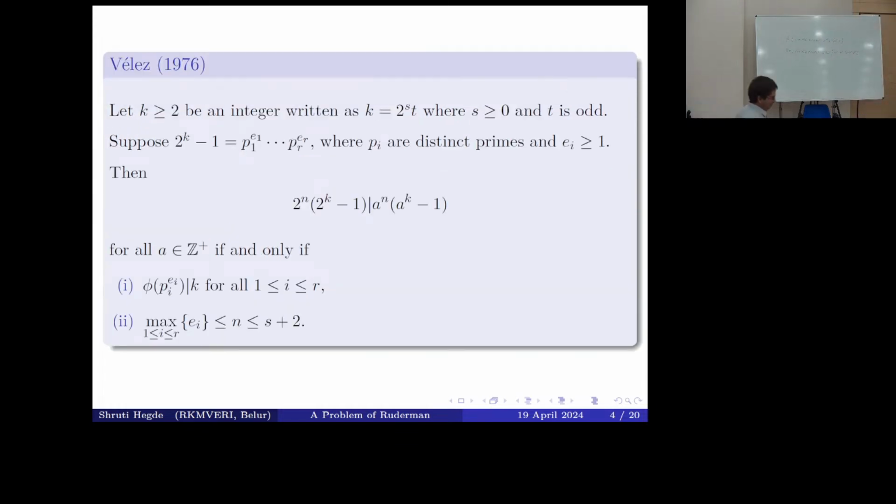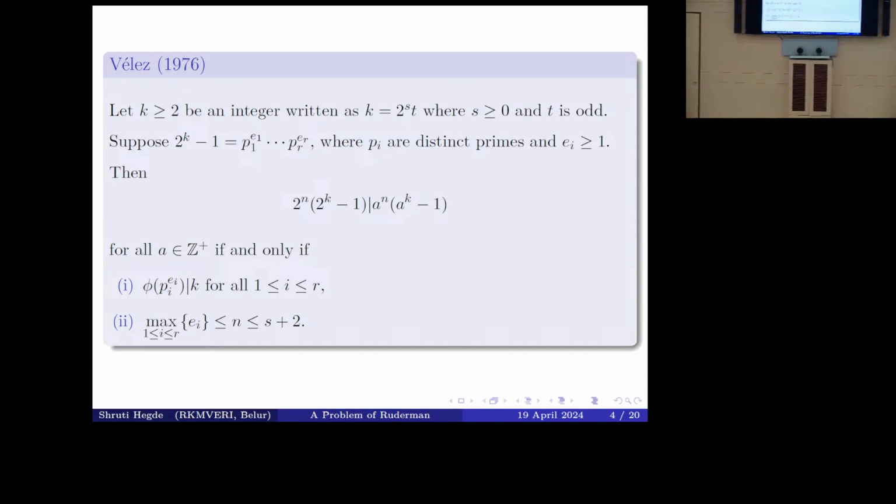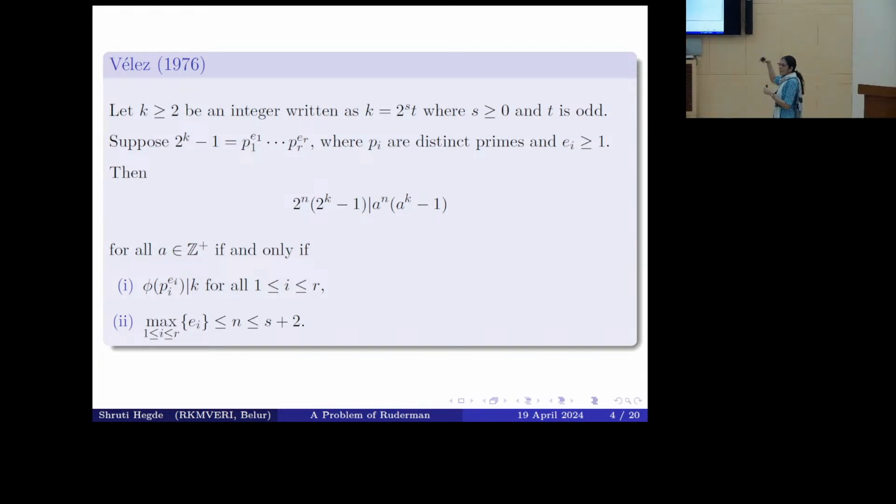In response to that question, which was posed in the American Math Monthly, Wheeler proved one theorem, where he gave a characterization for all pairs of integers m, n for which this relation holds, written here in terms of n and k. Here k is nothing but m minus n. So this is a characterization for the second relation of Ruderman to happen.